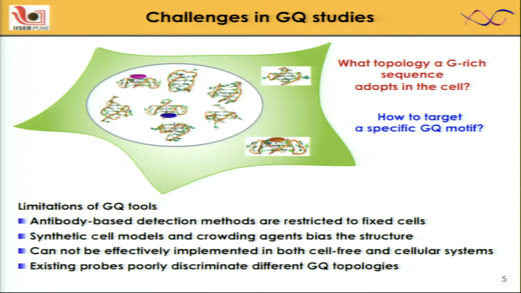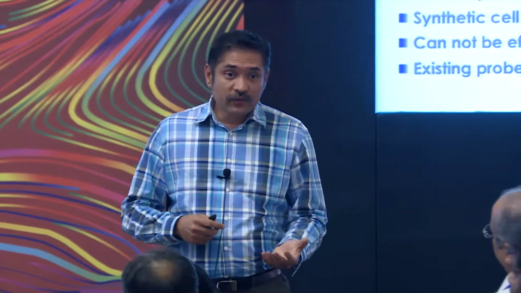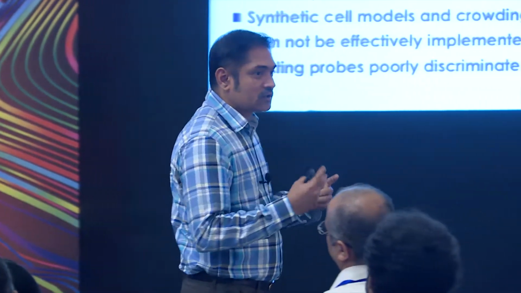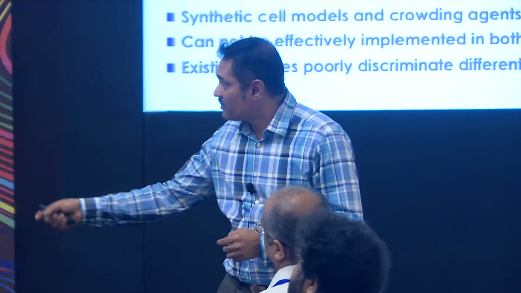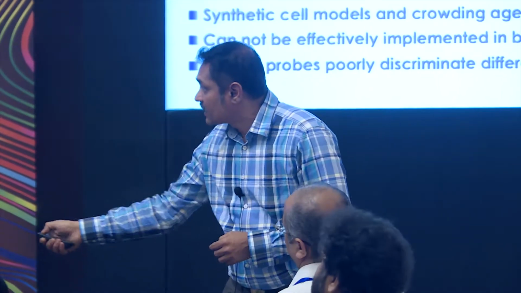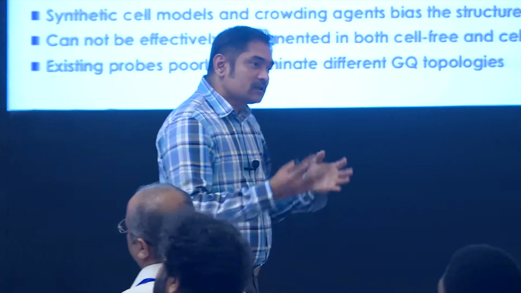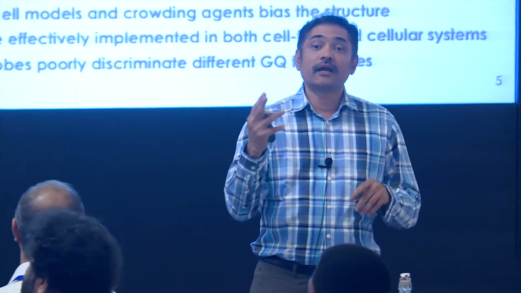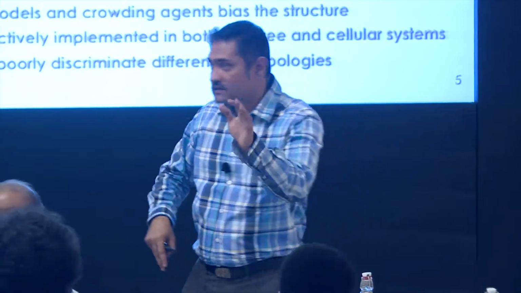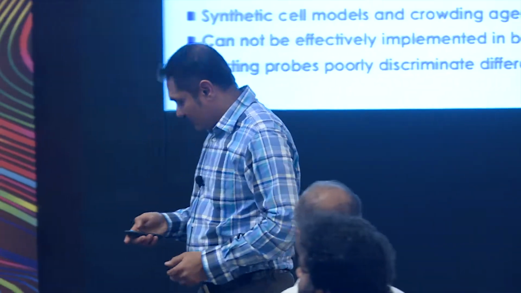People have used synthetic cell models as well as molecular crowding agents, but they tend to bias the structure to one of the structures. For this reason, from antibody-based methods as well as synthetic crowding agents, people thought that the parallel structure is the structure which could potentially form inside the cell, but that's not the true thing, which you will understand much later when I show the end results.